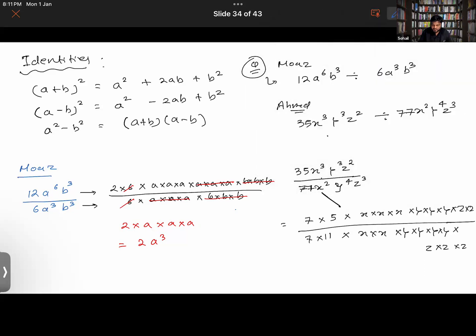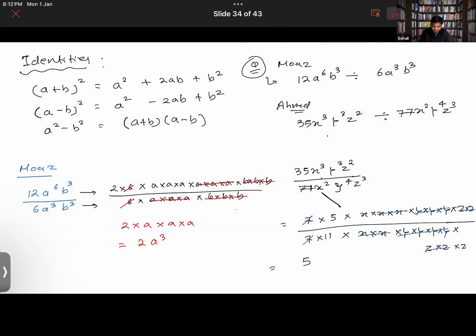So simply you can cancel the 7. Now count the number of x. 2x are here, so let's cancel 2x over here. 4 y's are here, but you will take only 3. 3 y's and 3 y's over here, let's cancel them. 2z over here, 2z over here. Now look at what we are left with. In the numerator, you are left with 5 now.